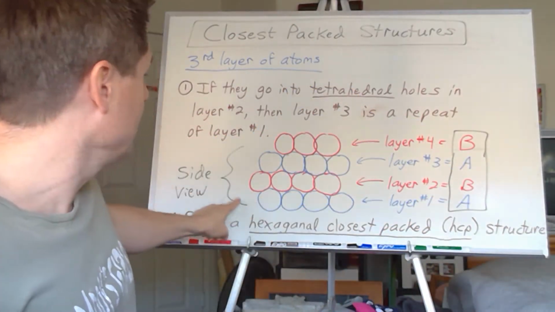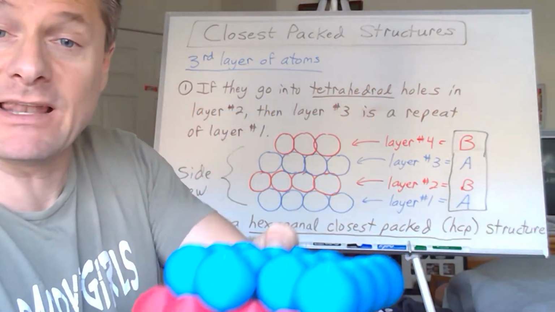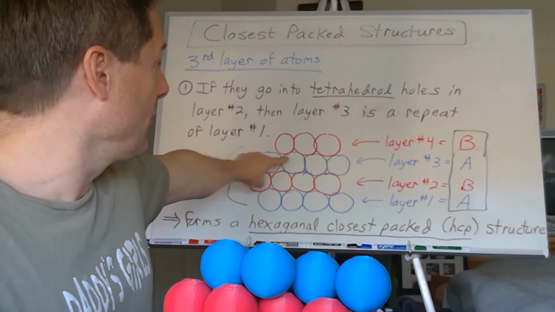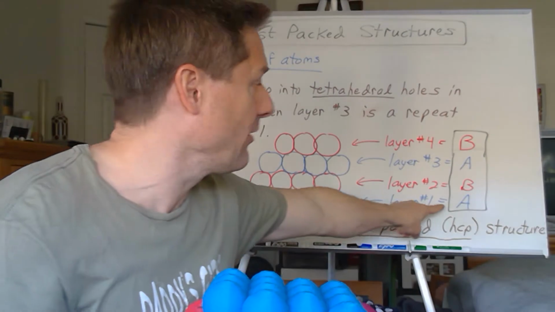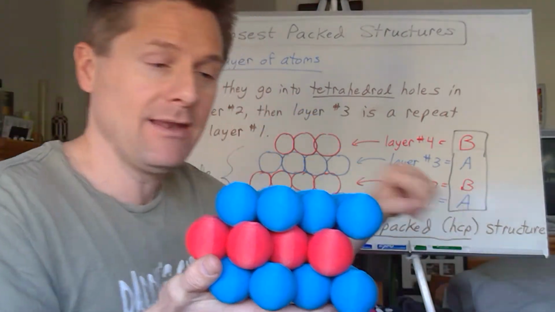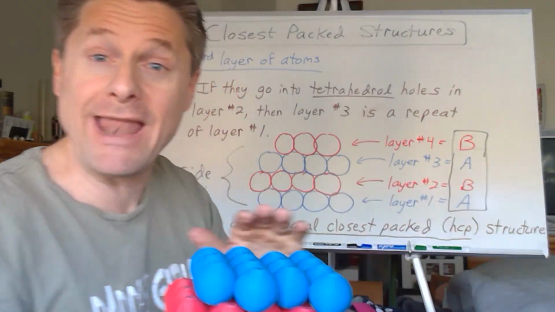So here's the side view. If I did that first layer in blue, the second layer goes in the trigonal holes, that'd be red. And then the third layer goes in the tetrahedral holes, that repeats the first layer. Let's call the first layer A, the blue one. The second layer B, red. Well, the third layer is exactly the same as the first layer, so we could just call that A again.